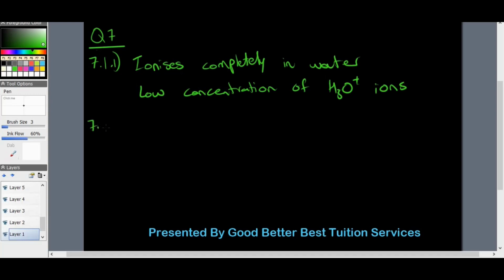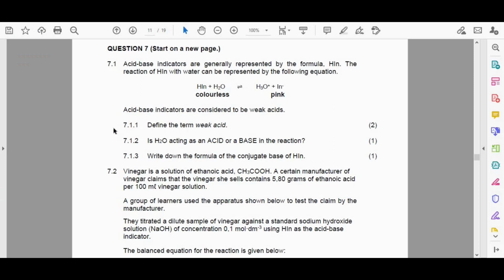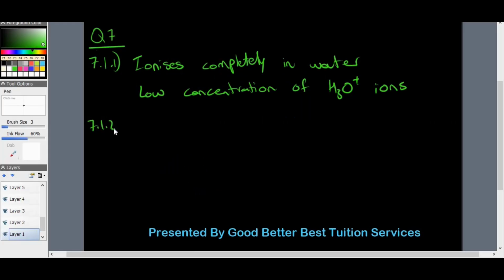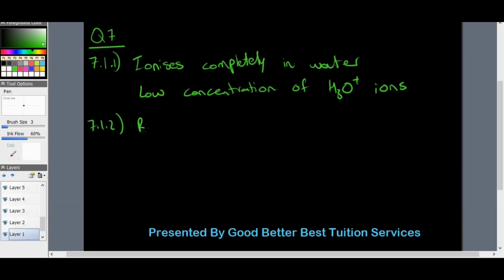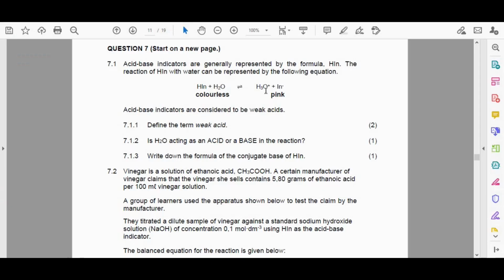And then 7.1.2 is our next question. Is H2O, water, acting as an acid or as a base in this reaction? Well, if we look here, we can definitely see that we are missing a hydrogen here. So you can see that's the same there as it is here. So it looks like water is definitely acting as a base in this reaction. That's just by looking at where the hydrogen has disappeared from. We know acid is a proton donor and a base is a proton acceptor.